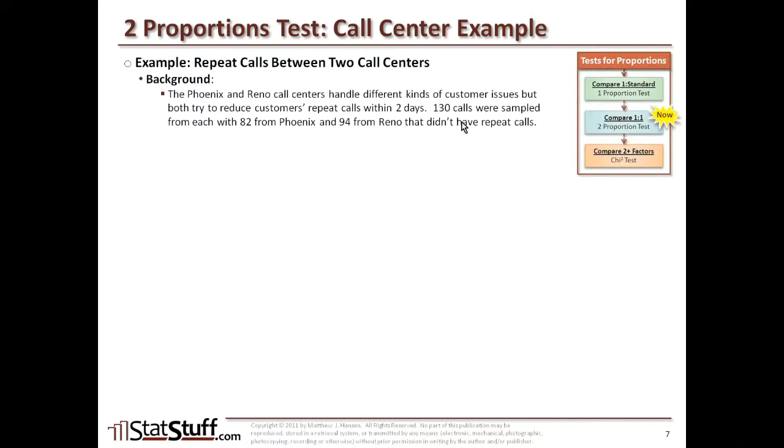So there were 130 samples of calls that were taken from each of those locations, and for Phoenix there were 82 that were found to have no repeat call activity, 82 that were good, and there were 94 from Reno that were good because they had no repeat calls from the customer.